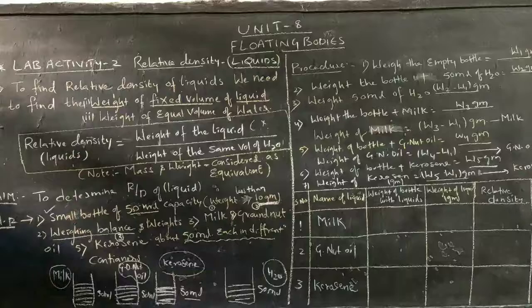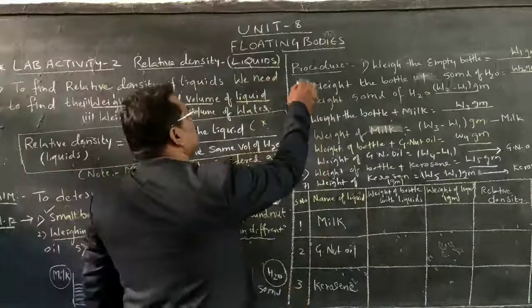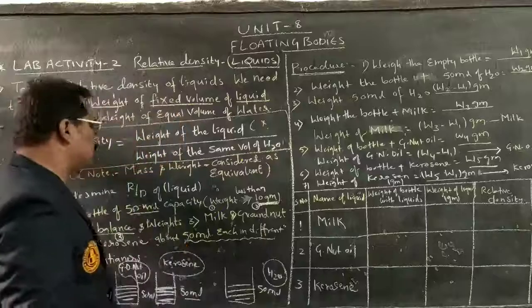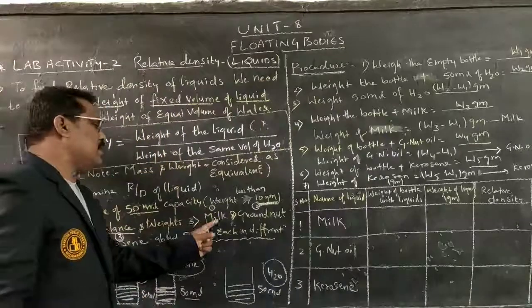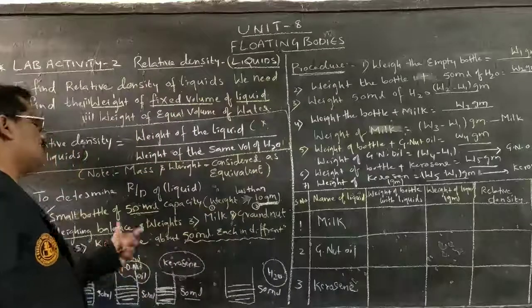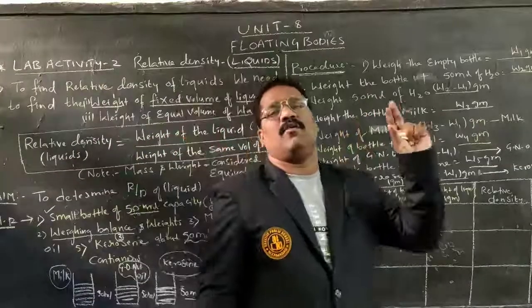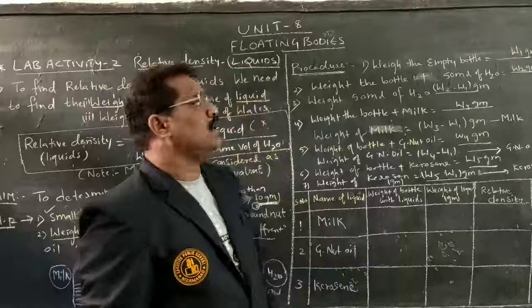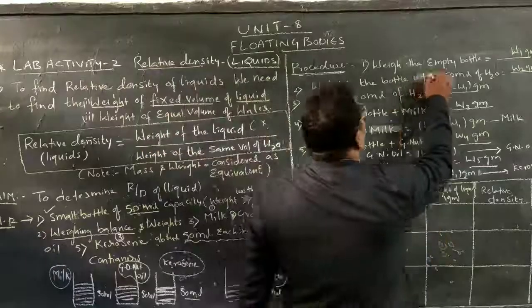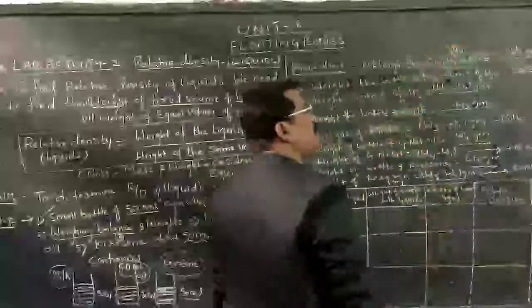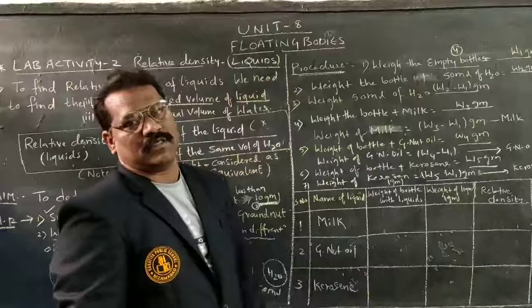After doing all these things, next comes the procedure. Before going to the procedure, how many liquids are there for us? 3 liquids: milk, groundnut oil, kerosene, and one more thing, water. 4 different bottles are required for us. Therefore, weigh the empty bottles. We have taken 4 empty bottles of equal weight.